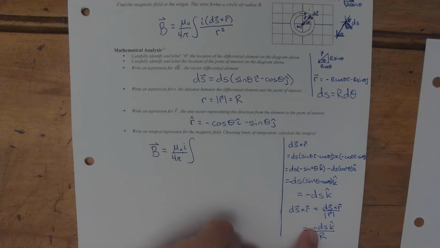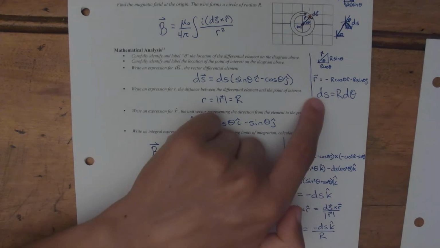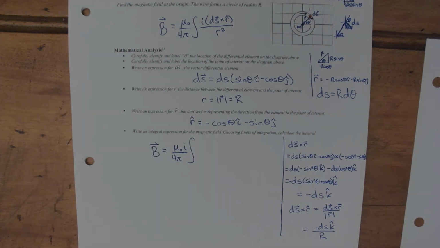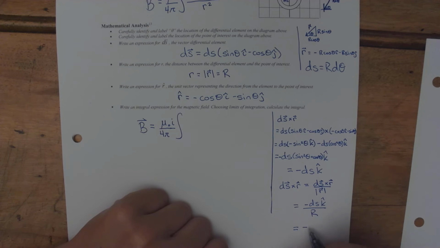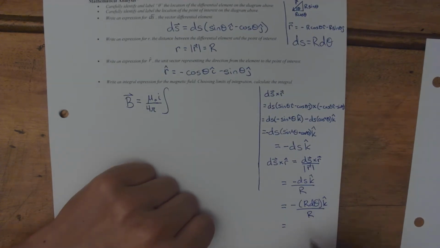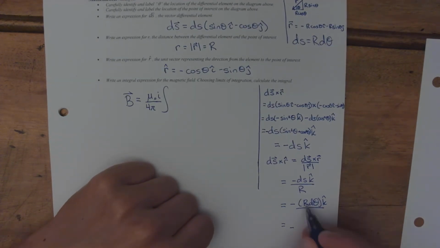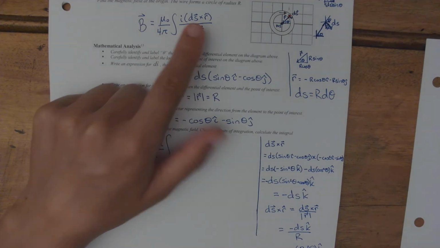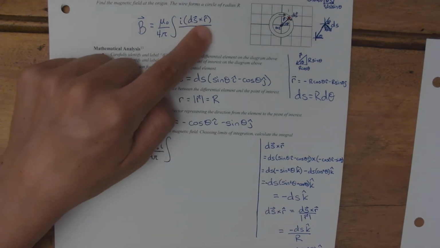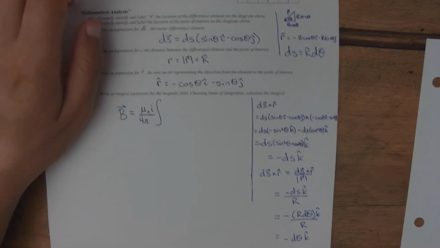We also want to take the ds that we have here, and instead of integrating with respect to s, we want to integrate with respect to theta. So we're going to replace ds with r d theta. So let's do that down here. So this is minus ds, which is r d theta. So finally we get minus r over r is 1, so it's minus d theta k hat. And that is still what we had in parentheses here. So the I went outside, ds crossed with r hat is minus d theta k hat.